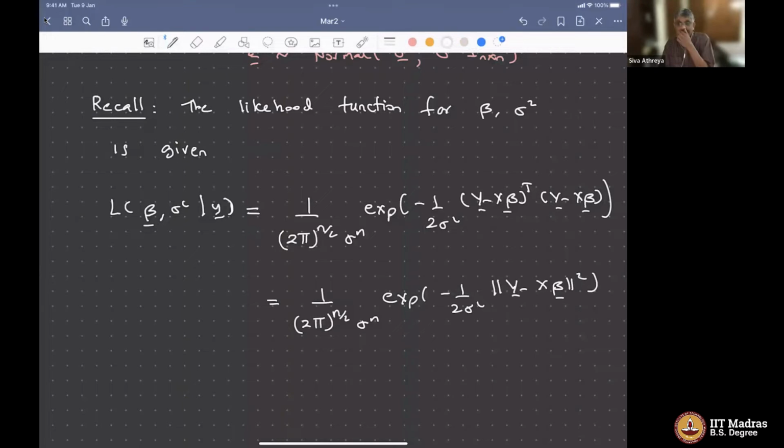Now it should ring a bell immediately, right? Because now you want to maximize the likelihood for beta and sigma squared. Suppose sigma squared was known. Maximizing the likelihood over beta is the same as minimizing the norm of y minus x beta squared, because of the negative sign here and the exponent being an increasing function. Therefore, the MLE for beta is the same as the least squares estimate.